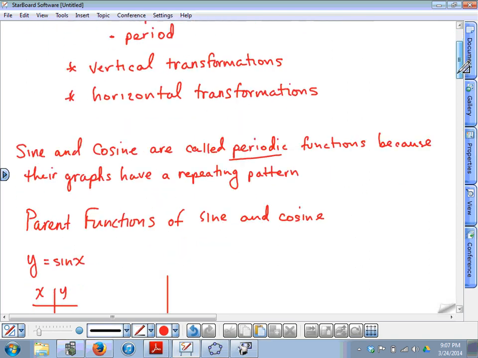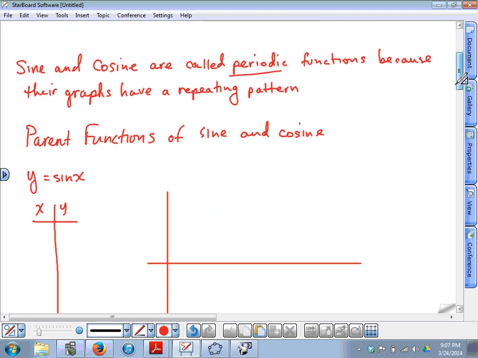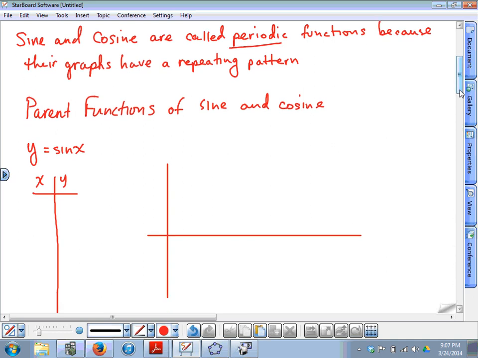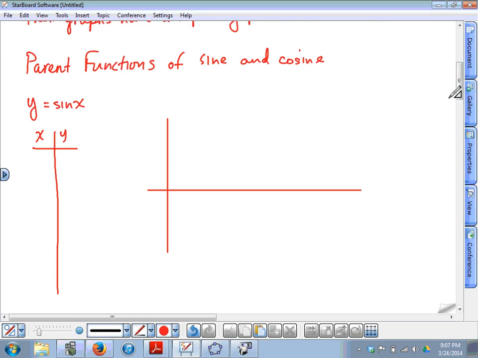In case you've forgotten, let's take a quick look at each of the parent functions, the sine first and then the cosine. Parent function means just a function with no transformations. It hasn't moved up or down, just a basic function like y equals x squared or y equals the square root of x. Now, I'm sure some of you have a basic idea of what the graph looks like, but let's be a little more exact than just going up and down. Make a table of values.